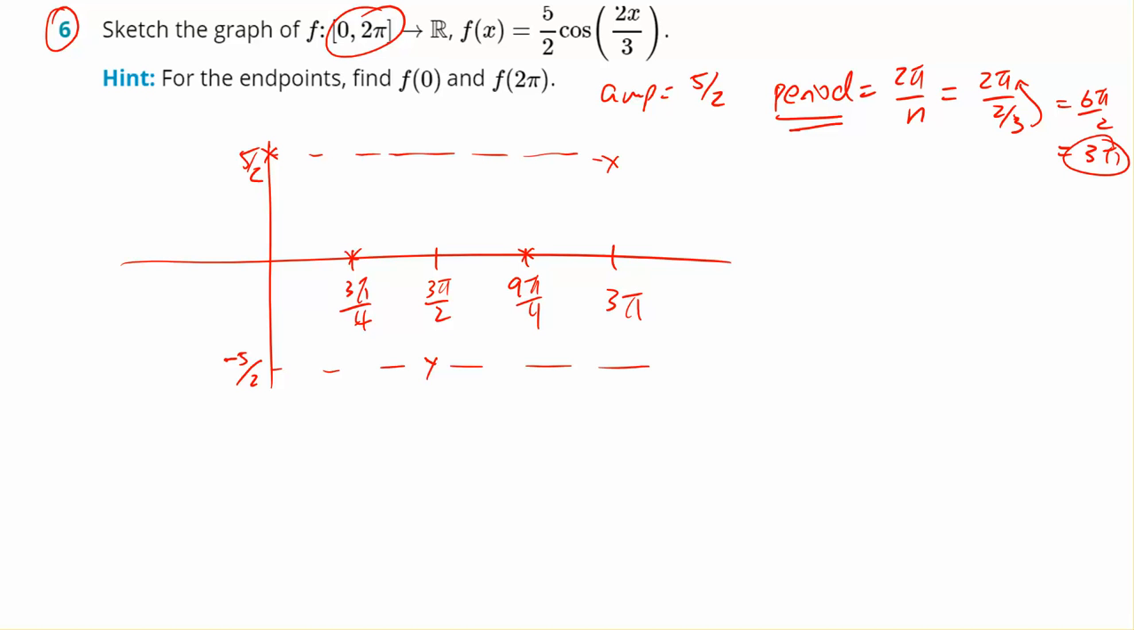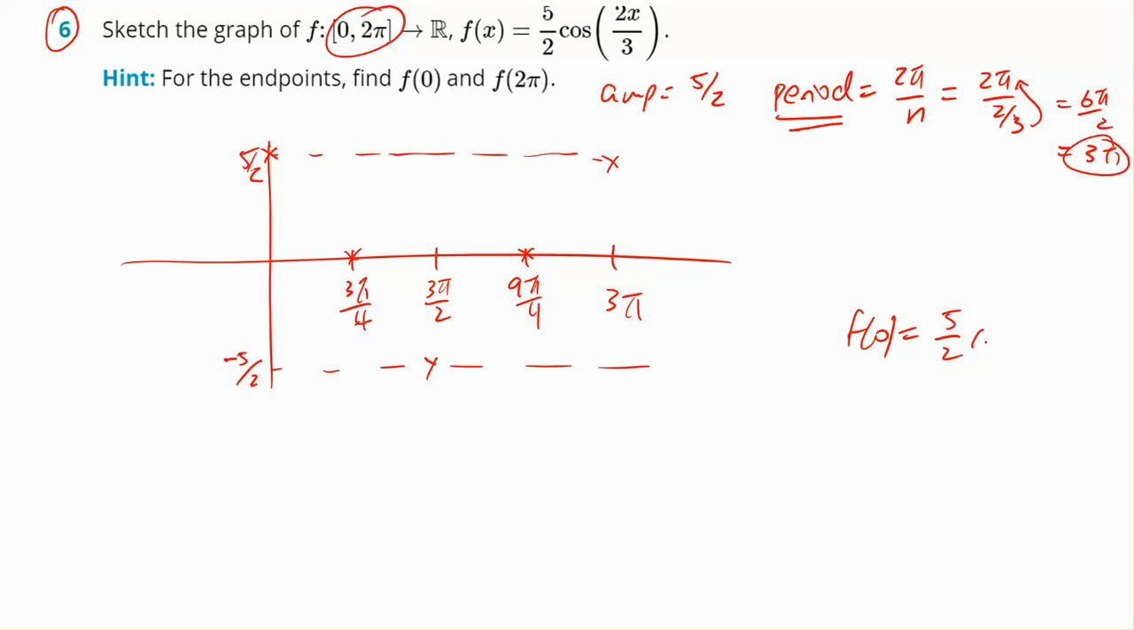Now, my endpoints are basically where the graph starts and where the graph ends. Okay, so we know f of 0 is the y-intercept. Now, I already know what the y-intercept is because it's going to be the maximum. That's where our graph is 5 over 2. So we know the intercept's 5 over 2. But let's do it anyway to practice our evaluating true value skills.